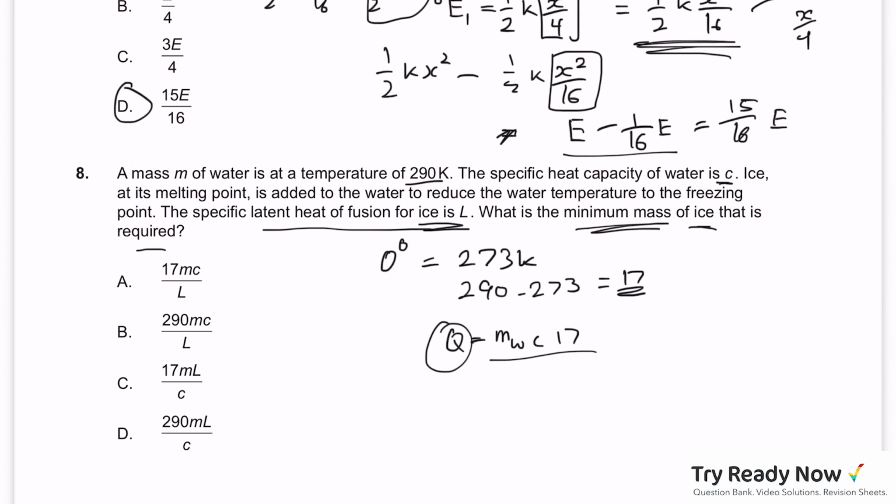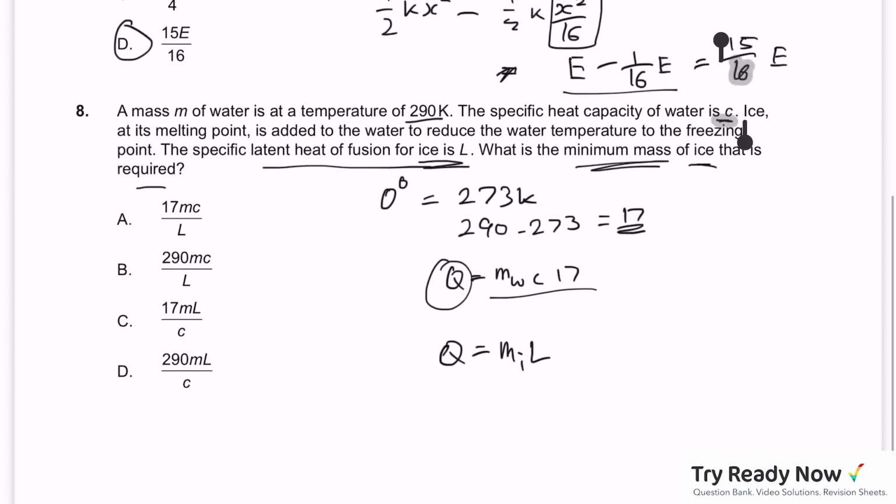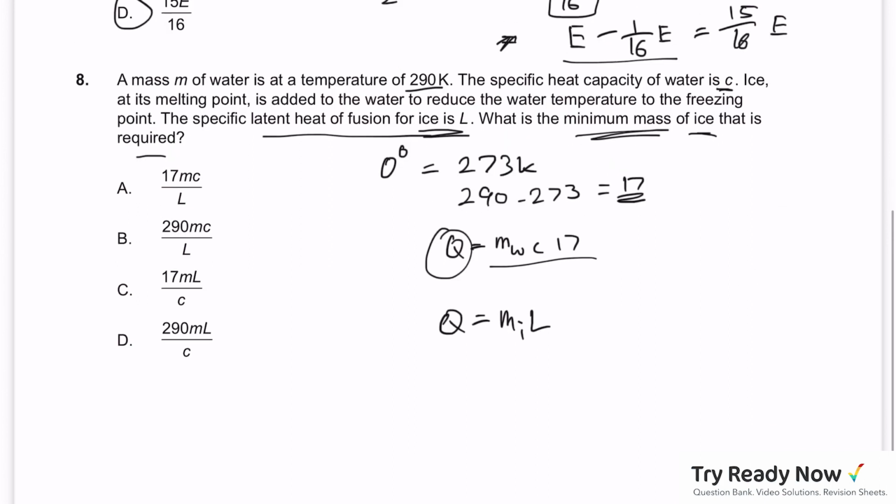So let's form our equation here. We have a mass of ice and we're given the latent heat of fusion. So now we've formed the equation. The energy going into the ice is equal to the mass of the ice multiplied by the latent heat of fusion for ice. Now these two energies have to be equal because the energy has to go somewhere in this system. So we have mass of ice times L is equal to the mass of the water times C times 17.